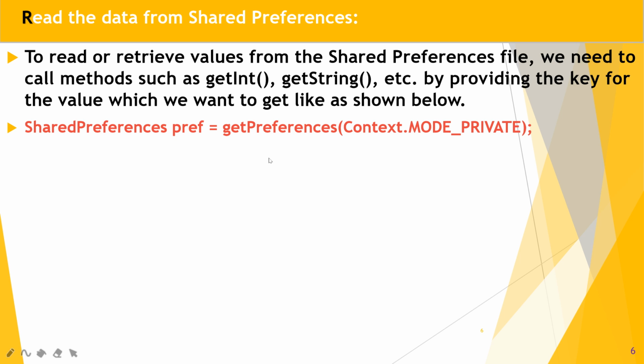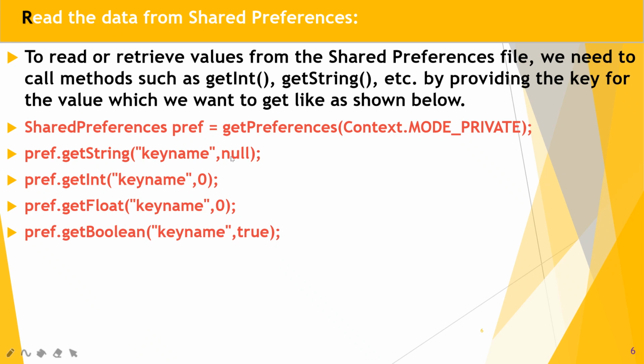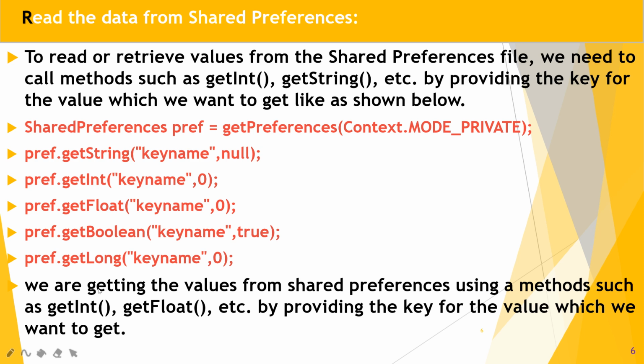So code is similar. First create the object of shared preferences, then preference.getString(key name), preference.getInt(key name). Great. So using the preference object directly we can retrieve the value of the respective key. These are the different ways, and the second argument is the default. For string it is null, for integer 0, for float 0, for boolean it is true. Great guys, hope you understand.